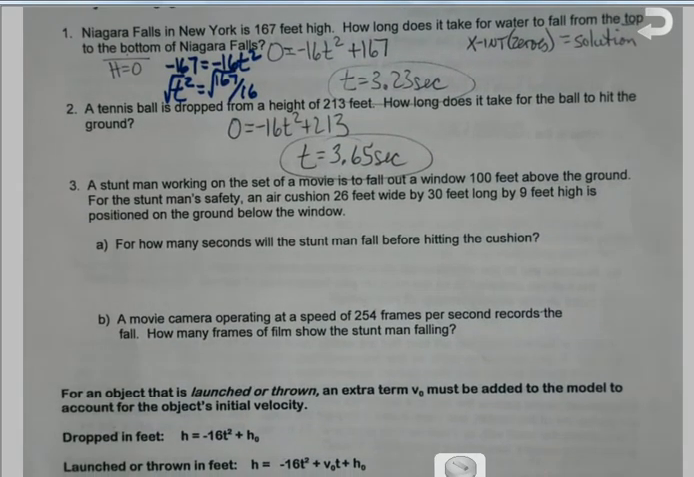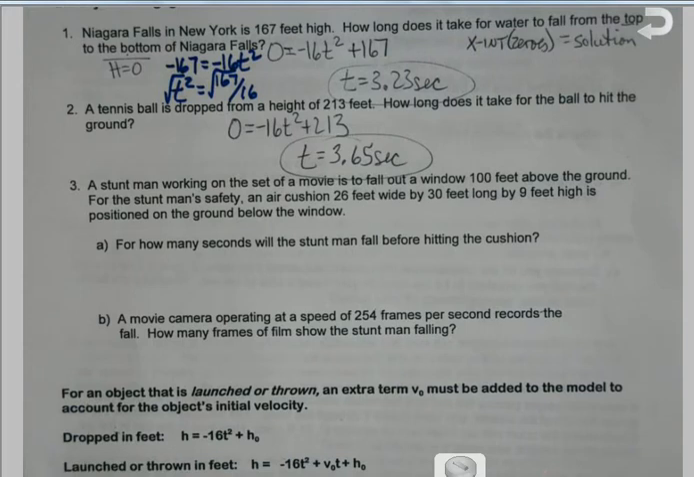Okay, a little more complexity. A stuntman working on a movie is going to fall out of a window 100 feet above the ground. For his safety, an air cushion 26 feet wide by 30 feet long by 9 feet high is positioned on the ground below the window. How many seconds will the stuntman fall before hitting the cushion?